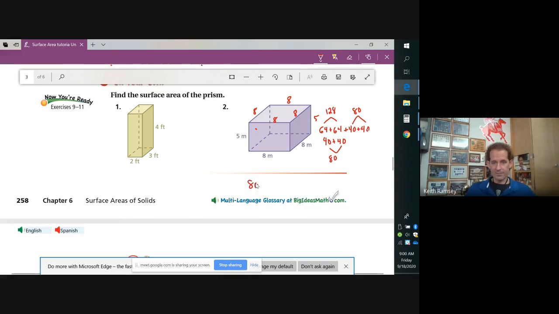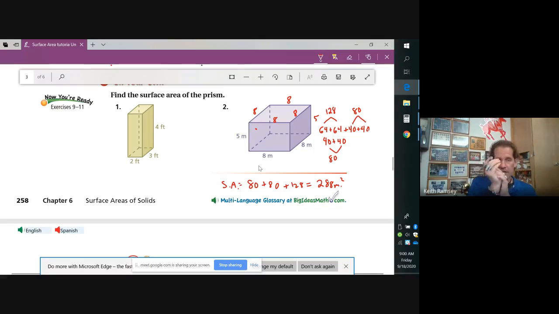Let's write this out. That's going to be 160 plus 128 is going to be 288 meters squared. This is the surface area.